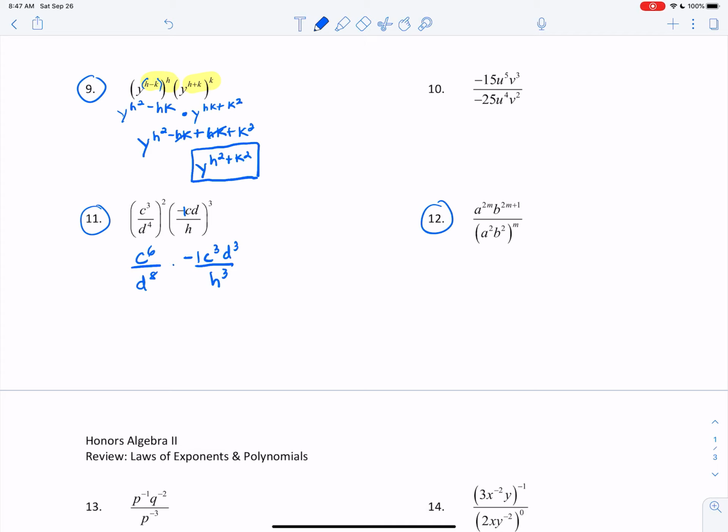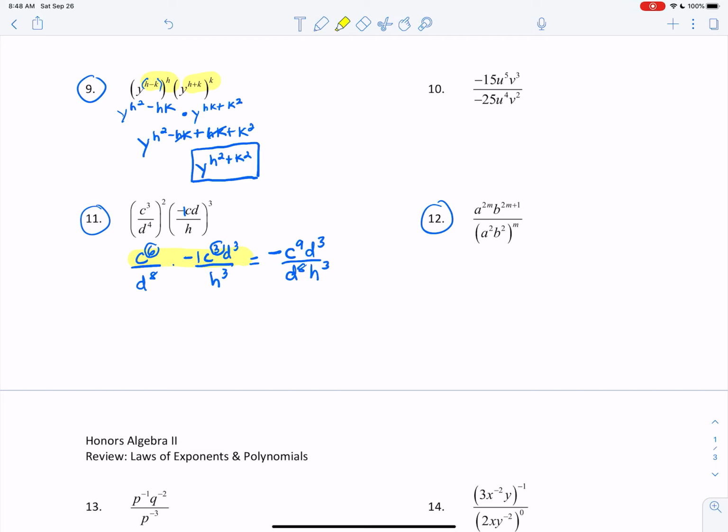Let's go ahead and multiply across with this fraction. So right across the denominators, I'm going to multiply c to the 6th times negative c cubed d cubed. We can do that by adding the exponents for the base of c. So c to the 6th times c to the 3rd is going to be c to the 9th. So we're going to have negative 1, or just negative c to the 9th d to the 3rd over d to the 8th h cubed. So multiplying the denominators there.